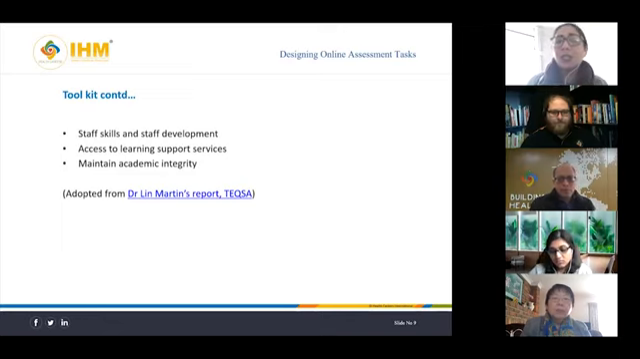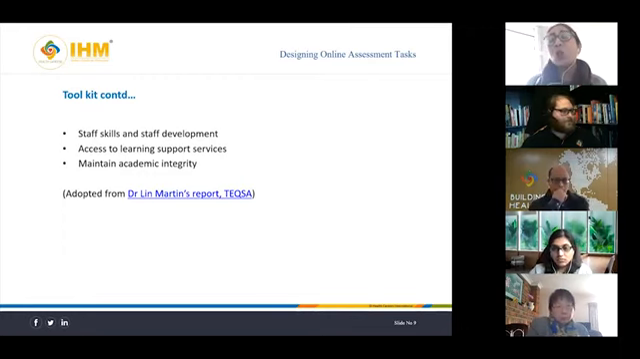Then comes access to learning support services, and that's where we want transparency. We want access for all students across the globe so that they know where they can go and seek learning support services. So that's where we have the Teams page in IHNA. That's where we have Teams calls for our students. That's where we have academic support teams doing additional sessions with our students in order to provide them these support services.